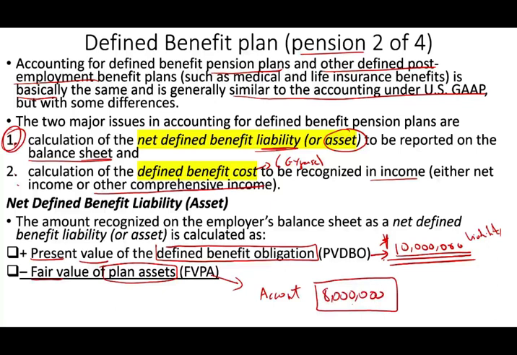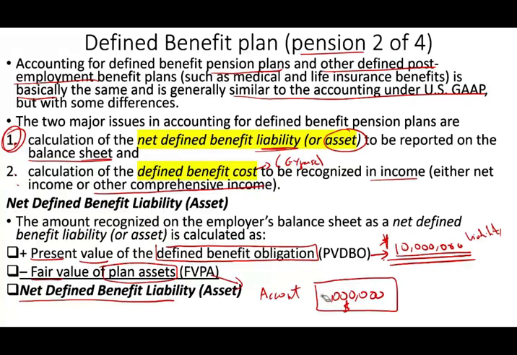The fair value of the money invested there in stocks, bonds, and real estate, the value of that account is only $8 million. Well, we are responsible for 10. We only put away $8 million. Guess what? We have a liability, a net defined benefit liability. Why? Because we have fewer assets than our obligation.